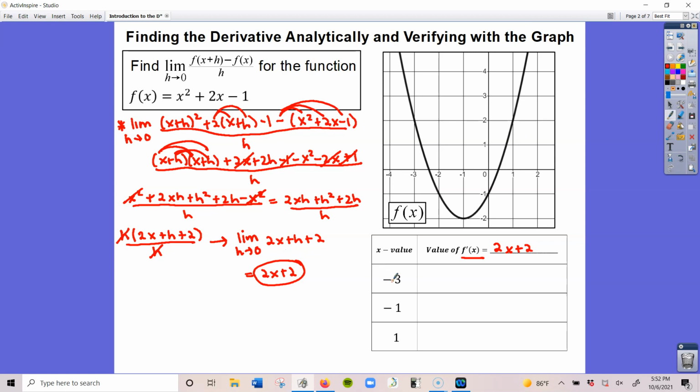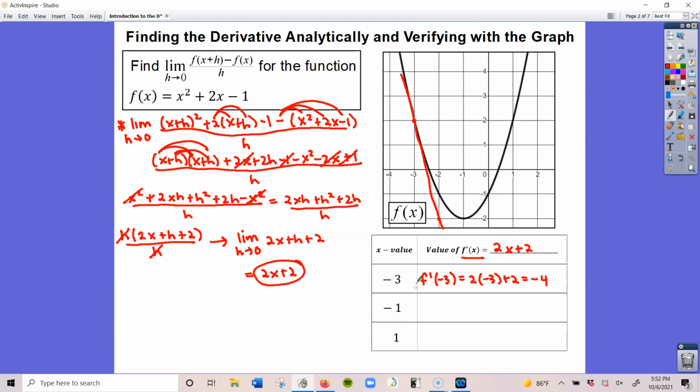So if I wanted to find the slope of the tangent line at negative 3, sorry, I would plug it in. So this is f prime of negative 3 would equal to 2 times negative 3 plus 2, which is going to equal to negative 6 plus 2, so negative 4. So if I look here at my point and I draw a line with a slope of negative 4, this is my tangent line. And you see how it goes through exactly one point here.